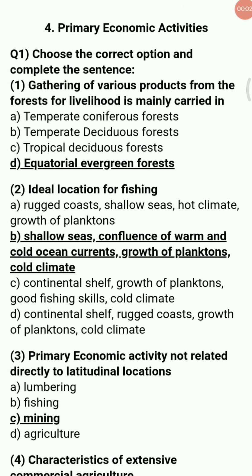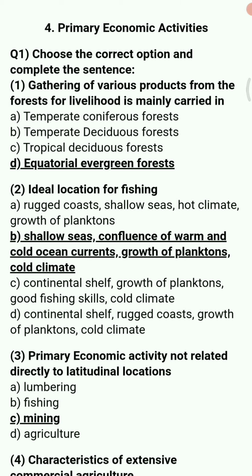Hello students, in this video we are going to study the exercise in the textbook for lesson number 4, that is Primary Economic Activities, for 12th standard HSC science as well as arts students for the geography subject. So let us start with the first question. Choose the correct option and complete the sentence.